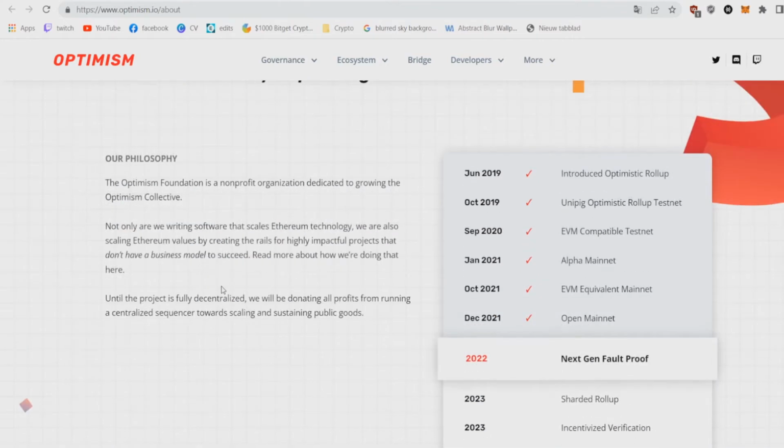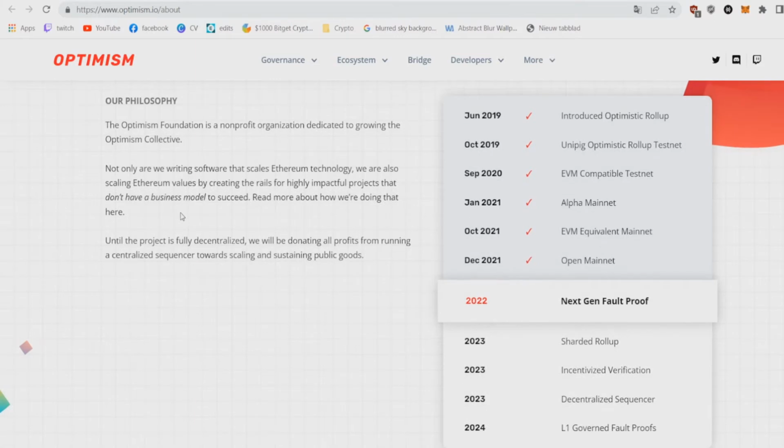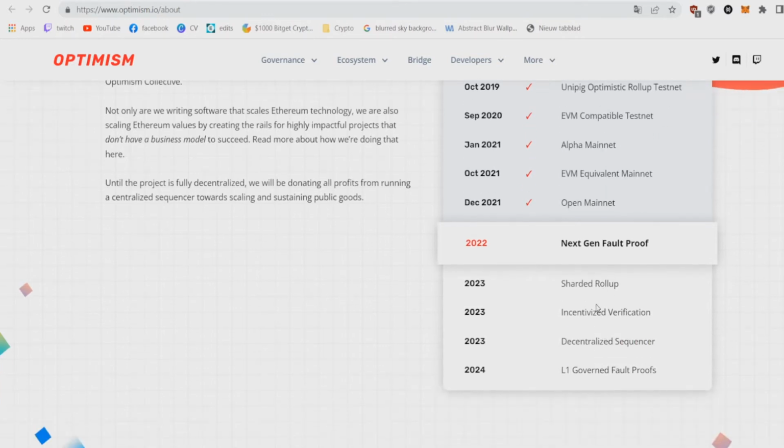And if we take a look at the roadmap, guys, Optimism is a non-profit organization dedicated to growing the Optimism Collective. Not only are they writing software that scales Ethereum's technology, they're also scaling Ethereum's value by creating the rails for highly impactful projects that don't have a business model to succeed. So yeah, you can read more about that on optimism.io slash about. But yeah, if we take a look at the roadmap, they rolled up in 2019, guys. I think the token launch was even this year, and they're going to go next gen fault proof, shared roll-up, and then they're going to go decentralized in 2023, which will be huge, guys.